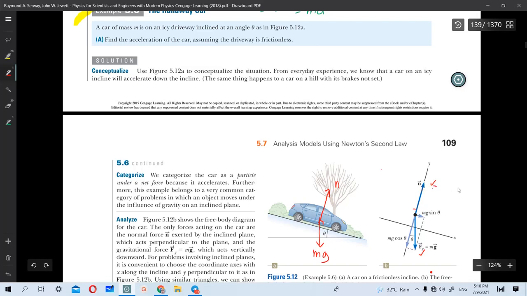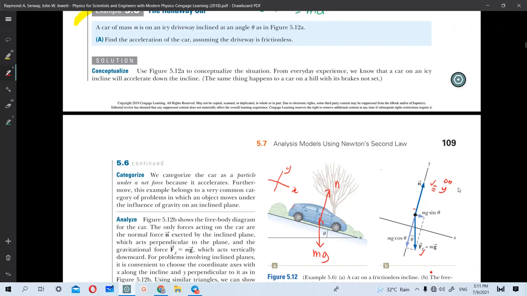So don't bother about this one. This is already on y, so it's already a y component, in short. However, mg does not lie on either axis, so we have to open it up into its components. If this is how x looks like, perpendicularly, that will be how y looks like, which is this. The normal is on the y.